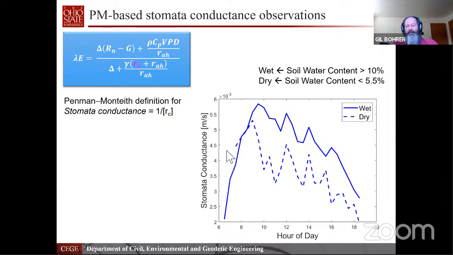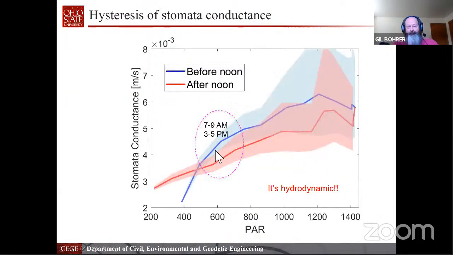And here I calculated stomata conductance directly from this combination of the sub-flux and the meteorological forcing using the Penman-Monteith equation, kind of fitting it. Now, if we look at that hysteresis, the question is, does this hysteresis really exist? Now this is hysteresis of stomata conductance, so this is not sub-flux.